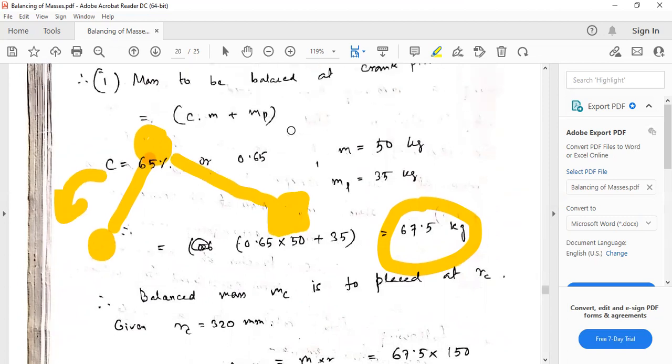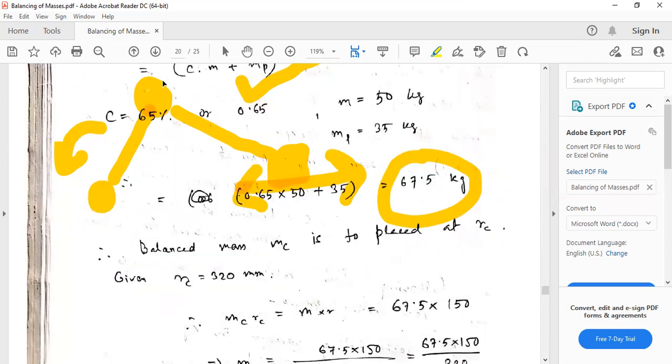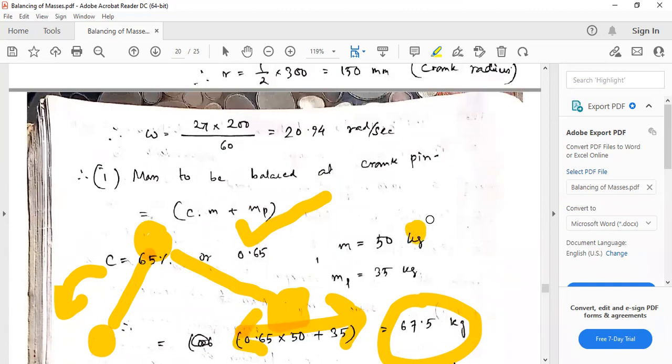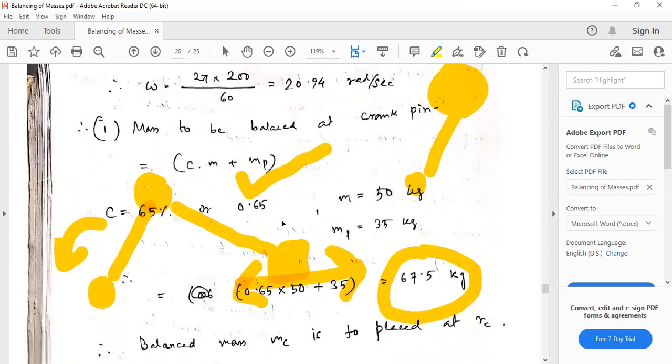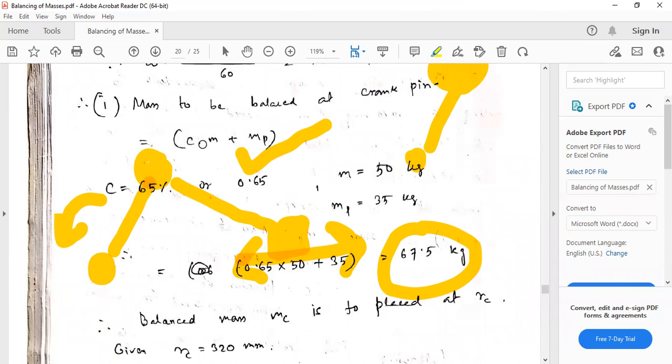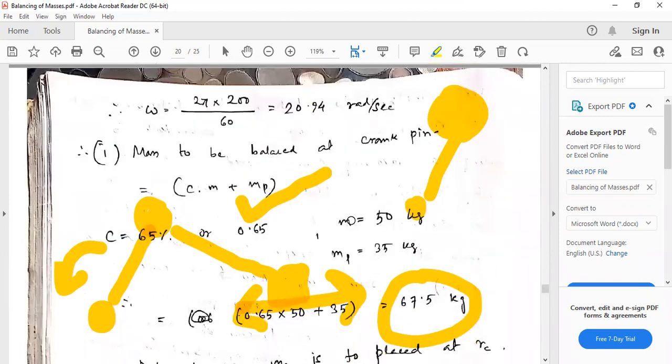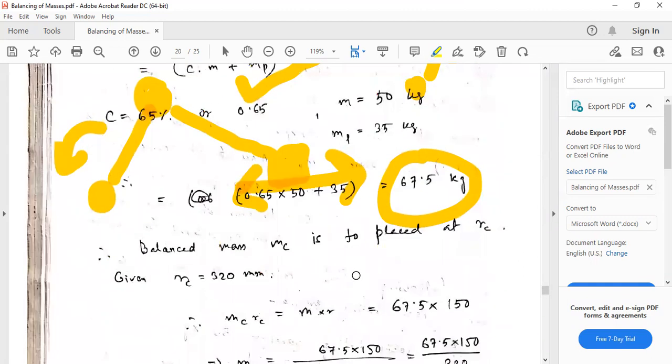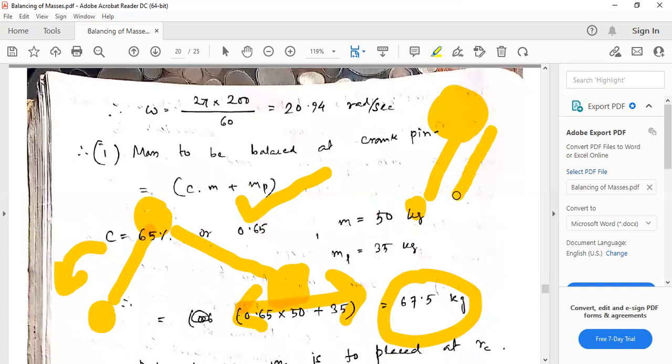So this is the combination of these two. The reciprocating mass is this, and this is how it is reciprocating. This is rotating. By combining both of them, we get a mass here, and the combination is found as Cm plus Mp. C is the fraction of the reciprocating mass to be balanced, plus the mass revolving about the crank pin. So finally, we take a mass that combines the reciprocating plus rotating, and we have to balance this mass. And this mass is at the crank radius.